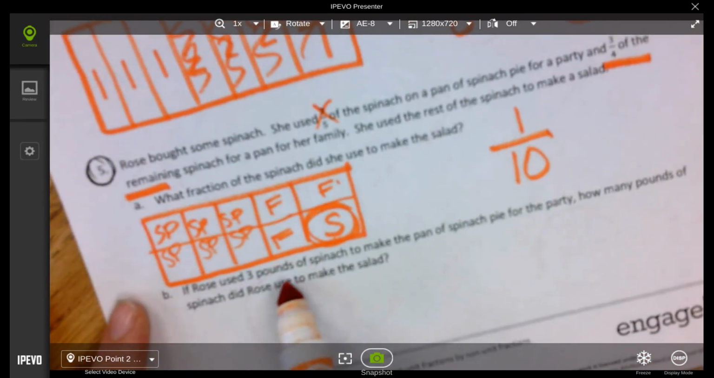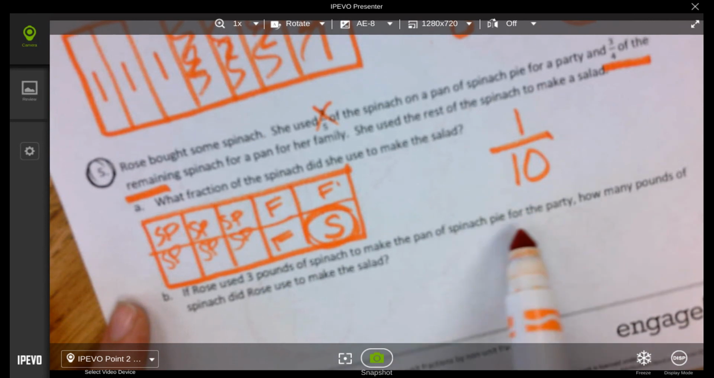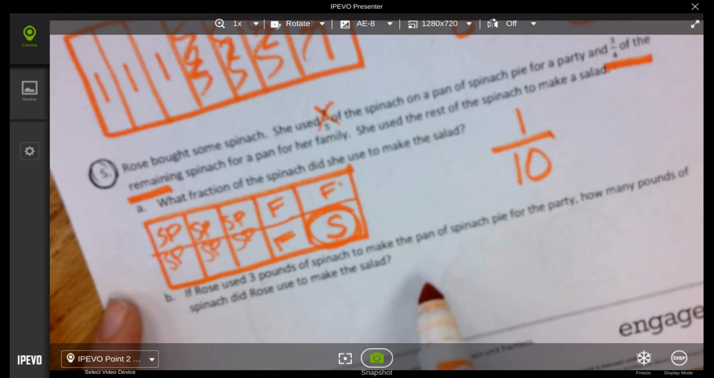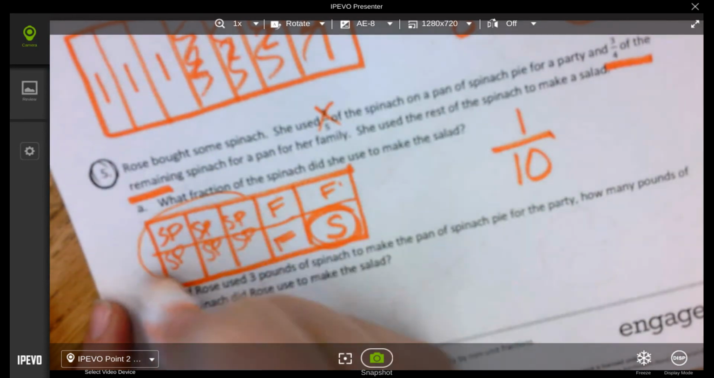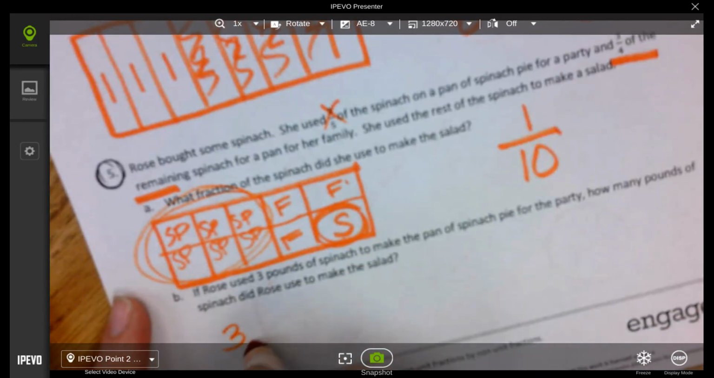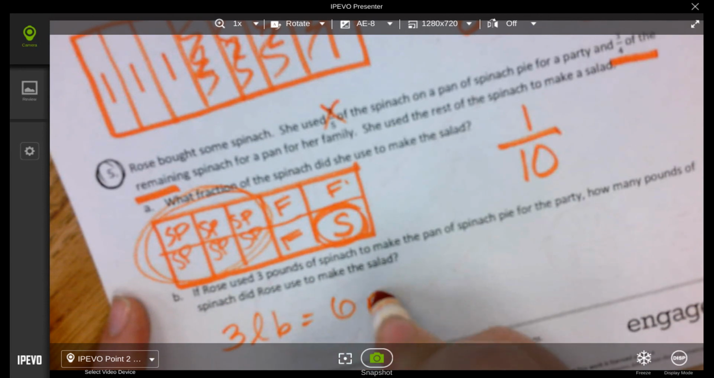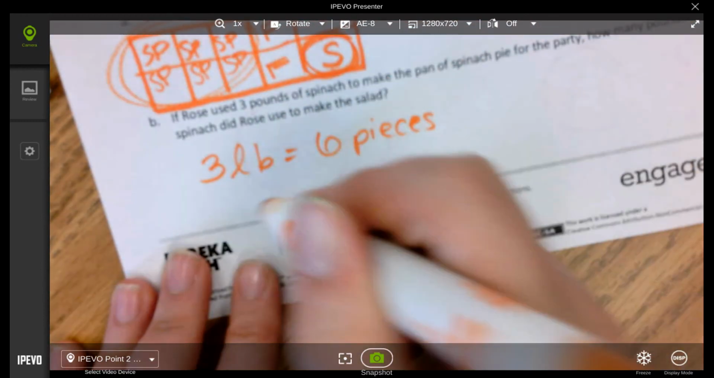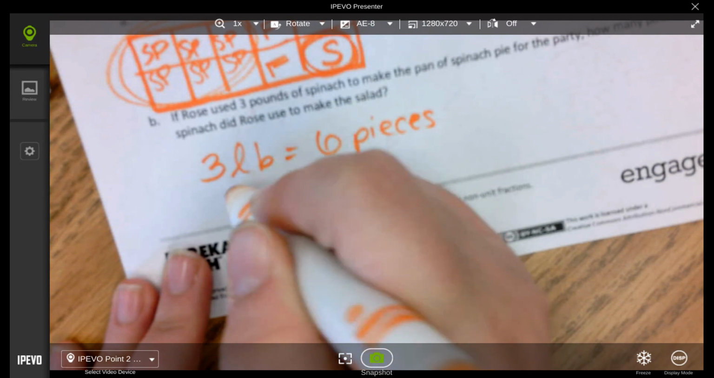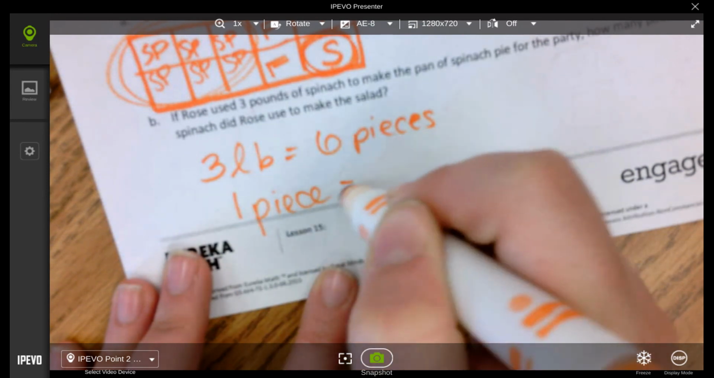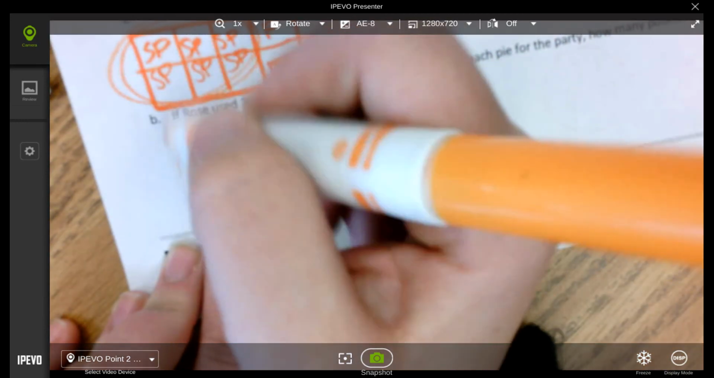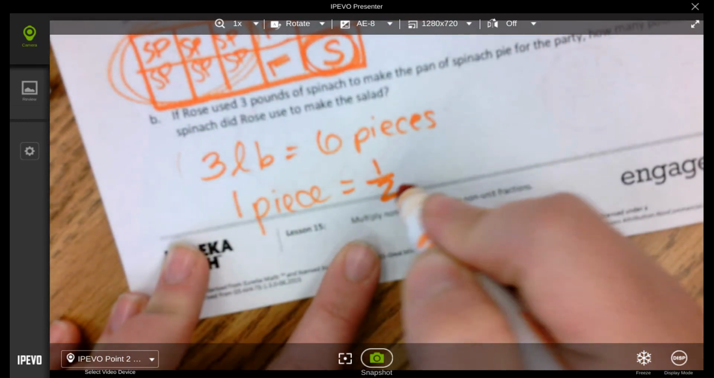So if Rose used 3 pounds of spinach to make the pan of spinach pie, so here's all of our spinach pie, how many pounds of spinach did she use to make the salad? So 3 pounds go into 6 pieces. 3 lb equals 6 pieces. All right, so if 3 pounds were for 6 pieces, 1 piece is equal to 1/2 of a pound because each pound gets split into 2 pieces. So this would be 1/2 a pound.